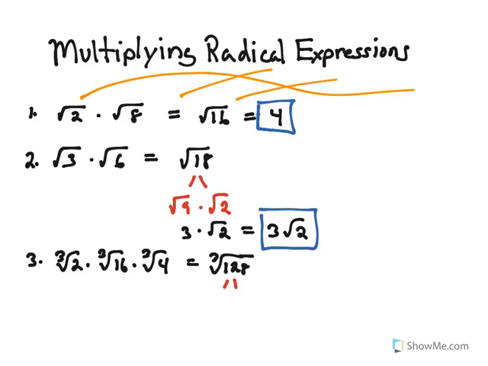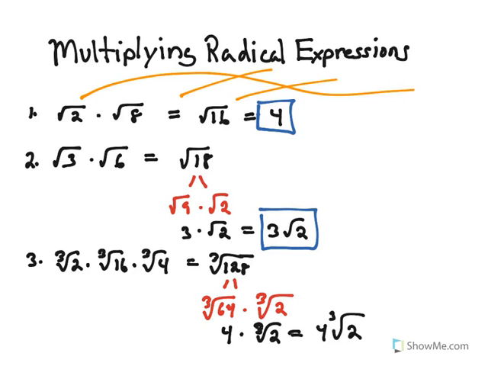So when we break this down, we think of the cube root of 64 times the cube root of 2. And we can easily take the cube root of 64, and that's going to be 4. So it'll be 4 times the cube root of 2, and that would be your final answer. Okay, let's continue with some more examples.